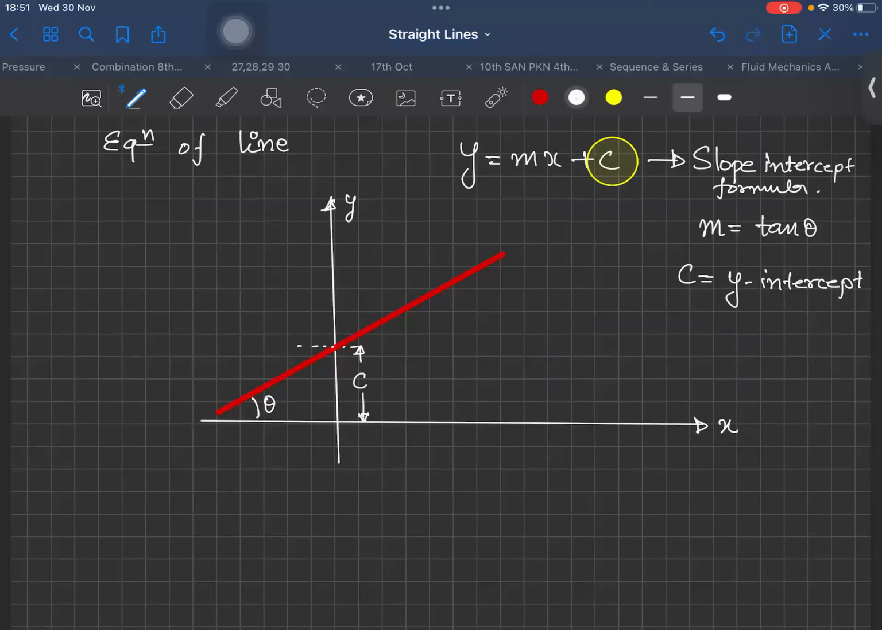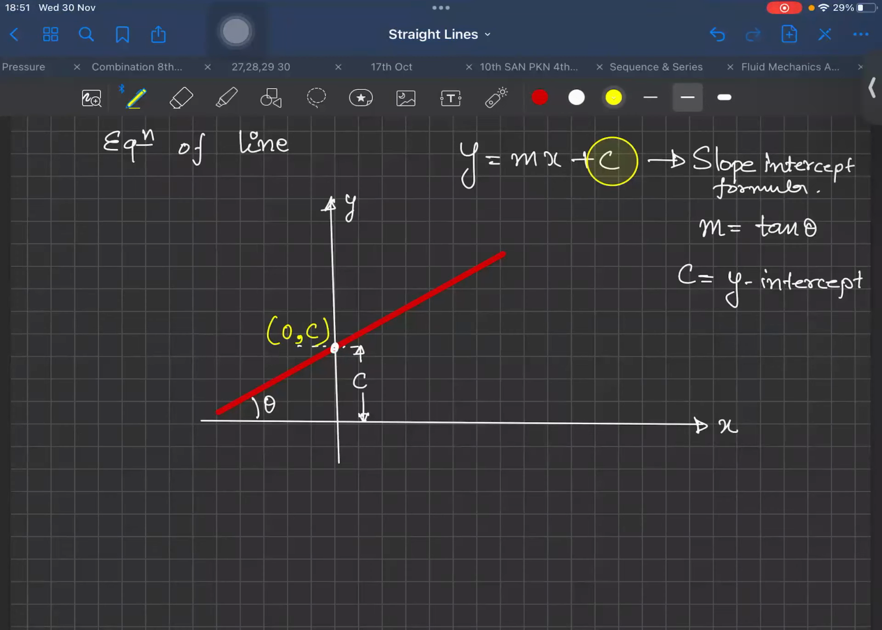Okay. C is called the Y intercept. Wherever the line is intersecting the Y axis, that is your C. So what will be the coordinate of this point? Shreya, what will be the coordinate of this point? Murli? 0. Very good. Say 0, comma C.